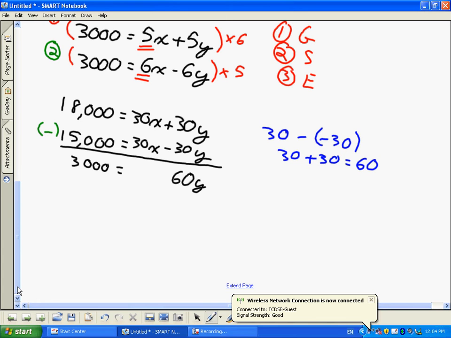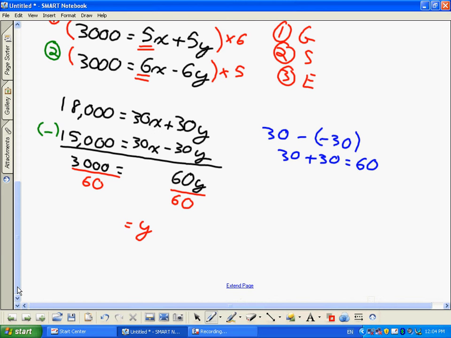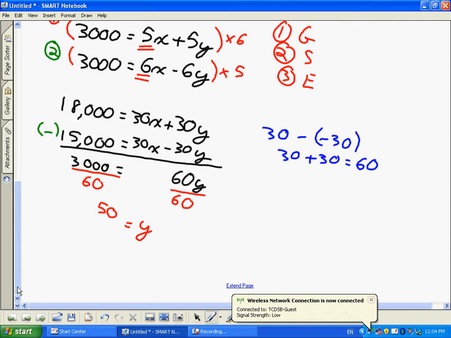Scroll down a little. In order to isolate y, I'm going to divide both sides by 60. In the end, I'll have y equals 50, I believe. Anyone want to verify that? Yeah, 3,000 divided by 60. 500. No, wait. Is it 50? We got it? I want to record it right. 50. Okay, so y. Y is 50.